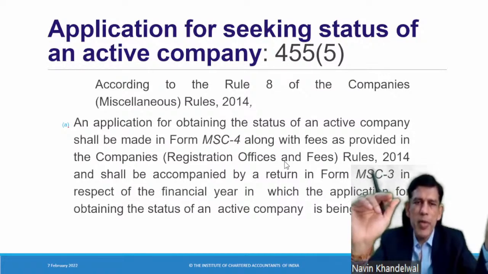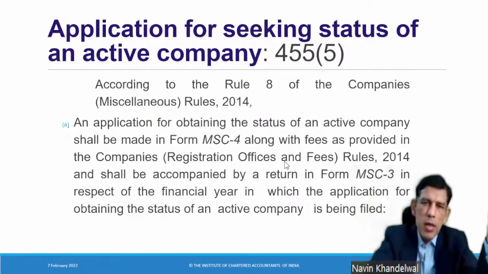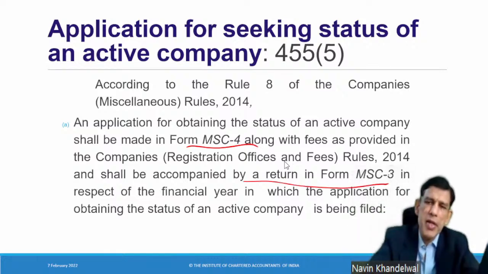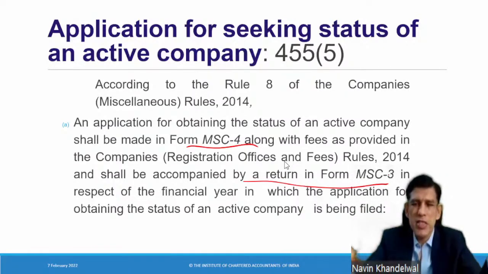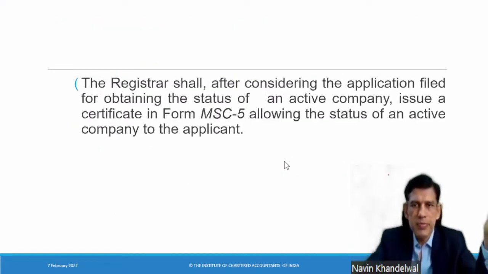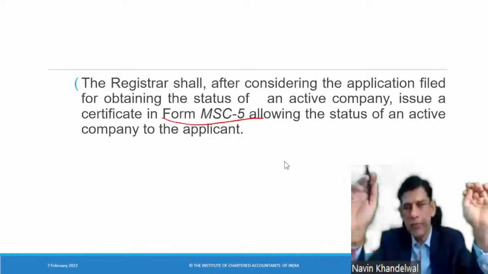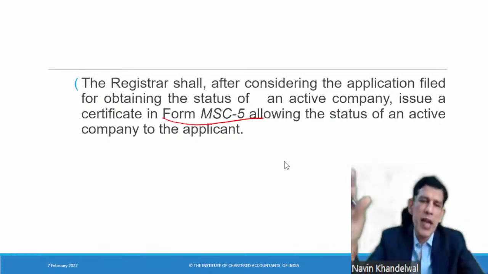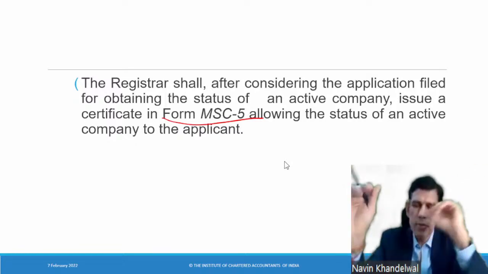So for that, we need to make an application in Form MSC4, which shall be accompanied by a return in Form MSC3 in respect of the financial year in which the application for obtaining the status of an active company is filed. And after considering the application filed, the registrar will issue a certificate in Form MSC5 allowing the status of an active company to the applicant.